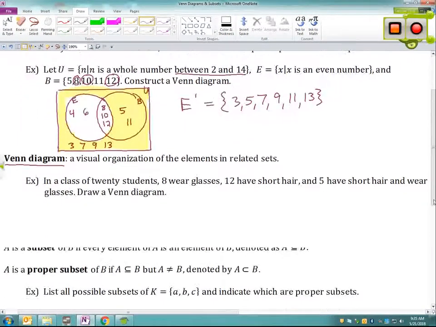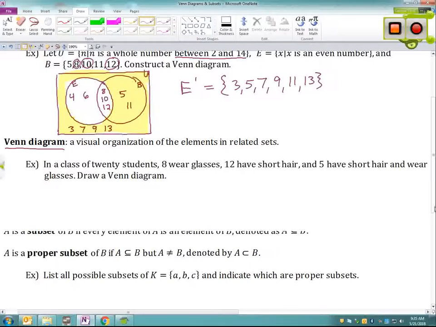Okay, so here is another example of a Venn diagram. Here we have a class of 20 students total. So this right here is telling me what my universal set is. My universal set is the set of 20 students, okay? I know that 8 of them wear glasses, 12 have short hair, and 5 have short hair and wear glasses. And I want to draw a Venn diagram to represent this information.